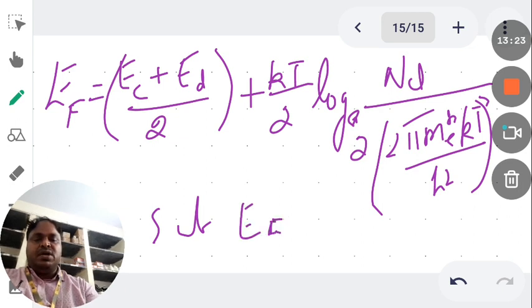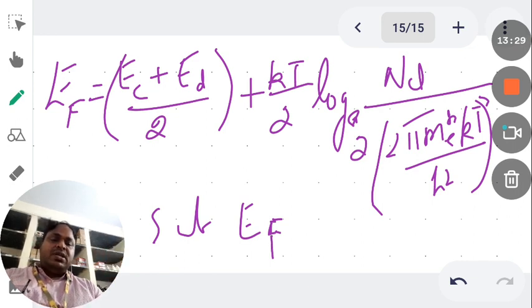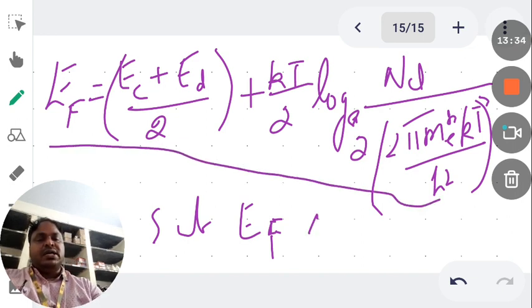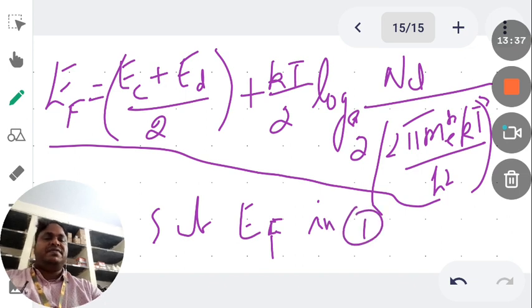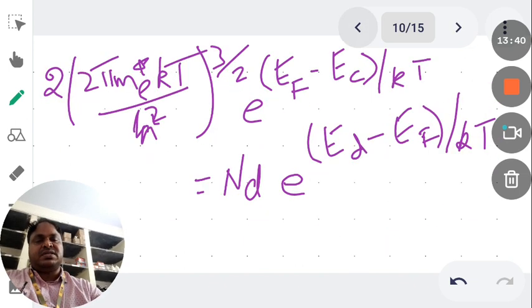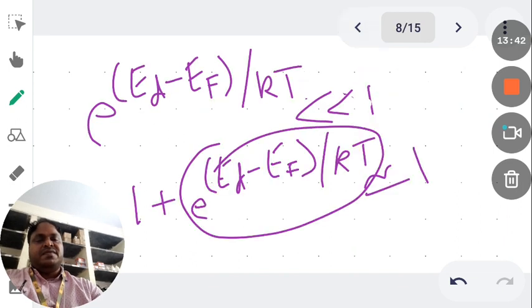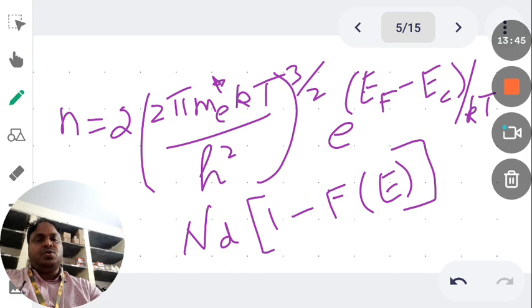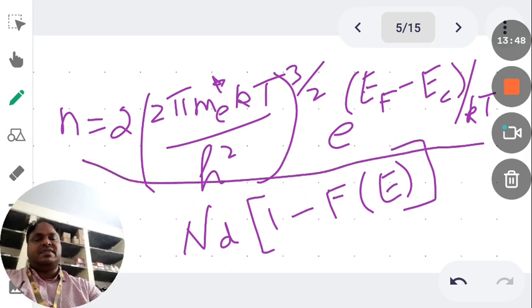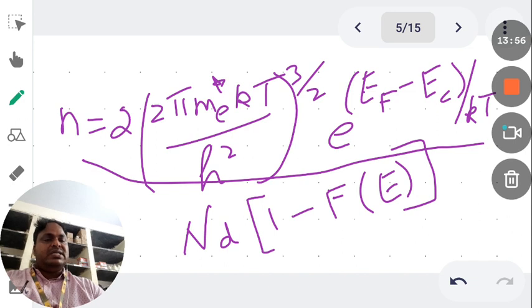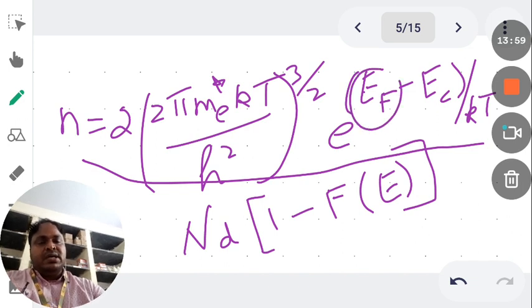Okay, now what are we doing? We are finding out the carrier concentration in n-type semiconductor. So substitute this EF value, this value, in the first equation. What is the first equation? Let's look into the first equation. First equation is nothing but 2 into 2 pi me star KT by h square power 3 by 2 into e power EF minus EC by KT. So here we have to substitute the EF value.